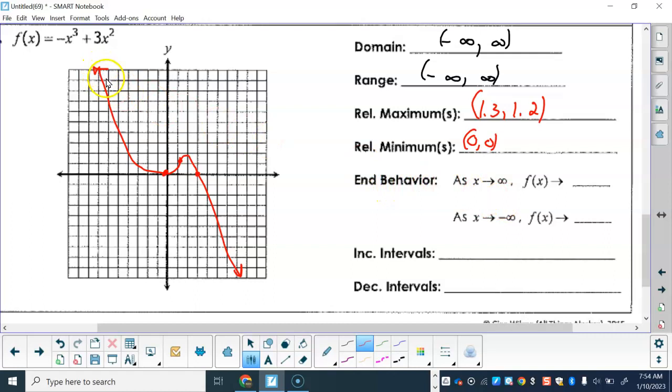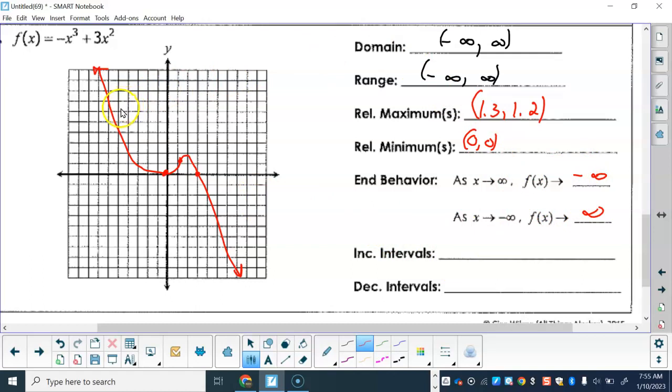So let's look at our end behaviors. We're going to start with the right side, because it's positive infinity. We're going to negative infinity. It's an odd function, and we're going to infinity on this side. So it's a negative odd function. We're going negative on the right-hand side and positive on the left-hand side.